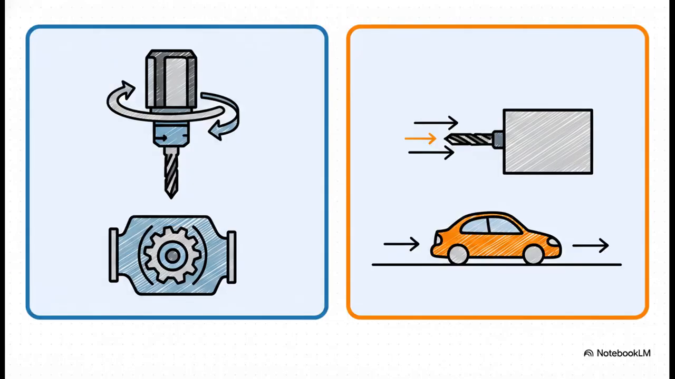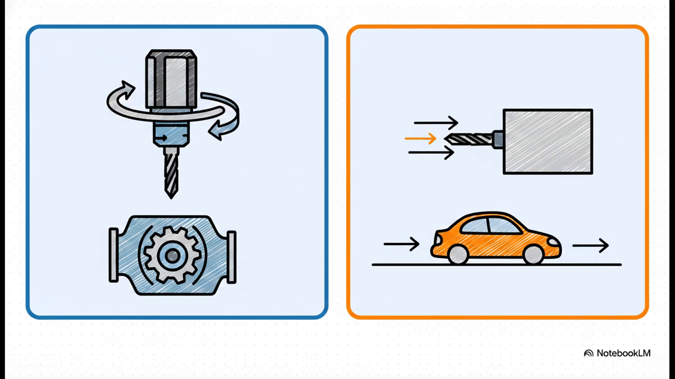Now, what's really interesting about this is how these settings interact. Let's break down the two most critical speeds you're going to deal with on a daily basis. On one side, we have spindle speed, which is measured in RPM, or revolutions per minute. This controls the rotation speed of the cutting tool itself, versus the feed rate, which controls the movement speed of the tool or the workpiece as it travels.